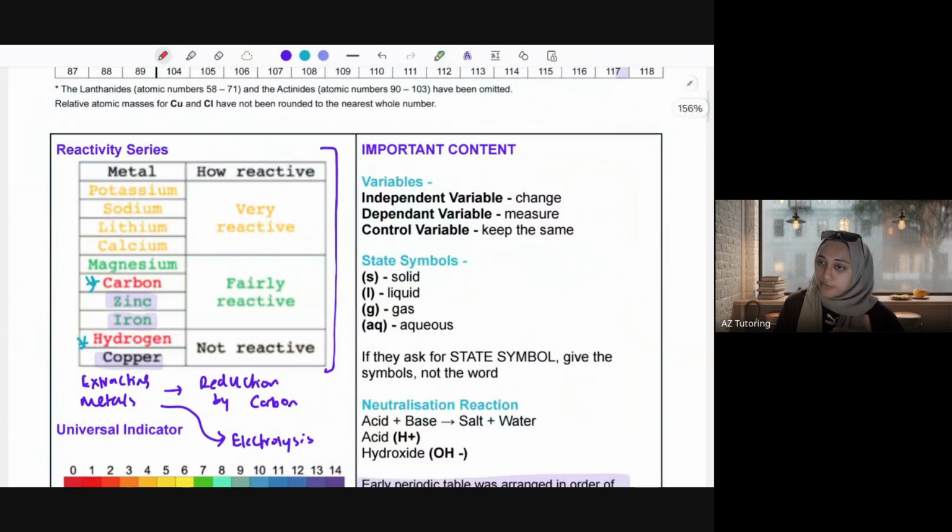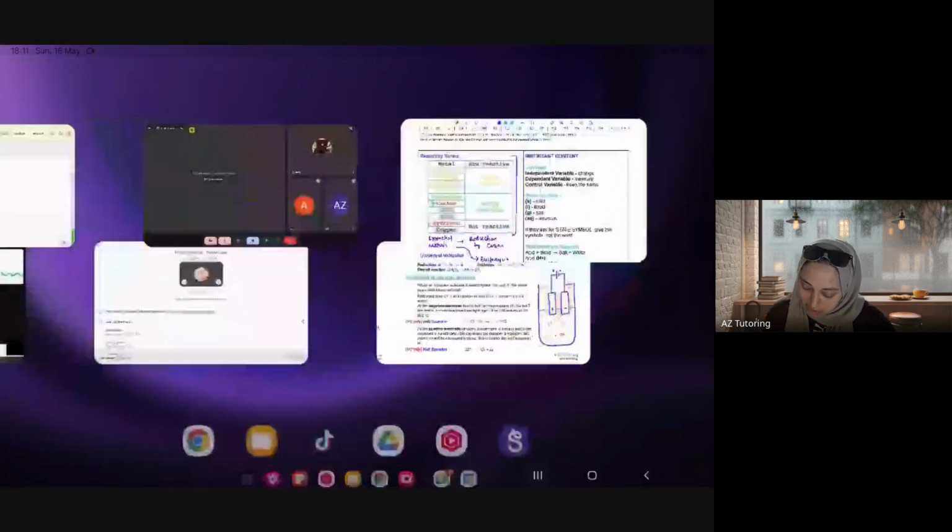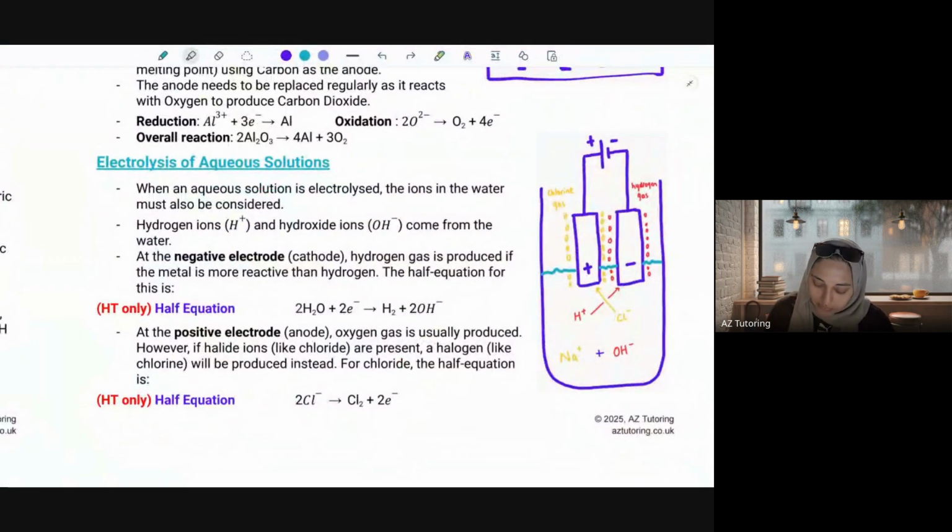So you can see only copper is less reactive than hydrogen. Everything else is more reactive than hydrogen. So going back to here, hydrogen gas is produced if the metal is more reactive than hydrogen. So if it's something that's not copper, most likely hydrogen is going to be formed.